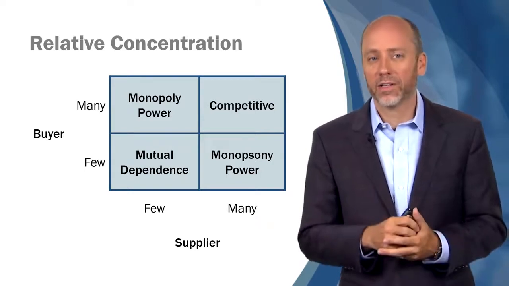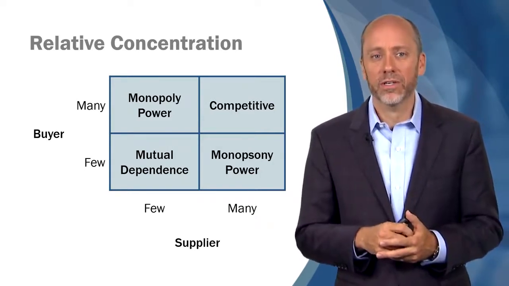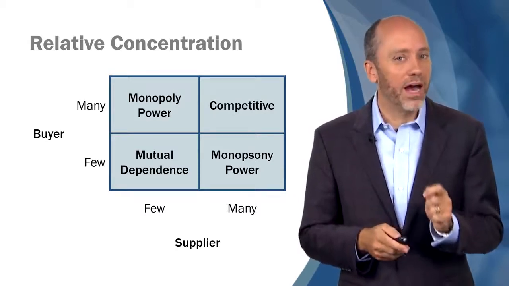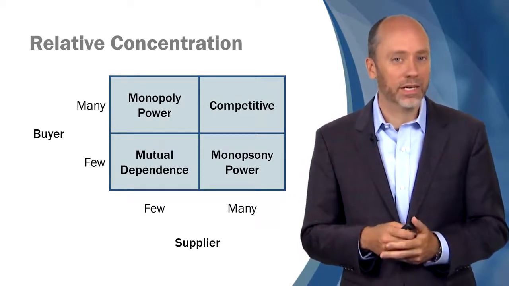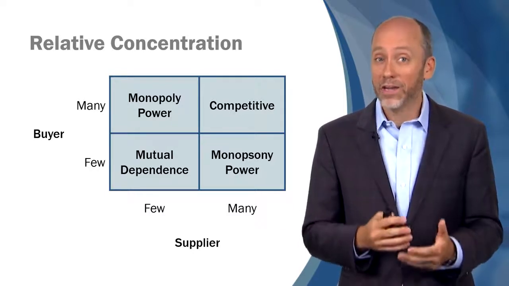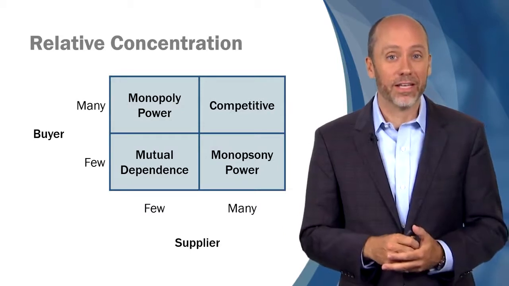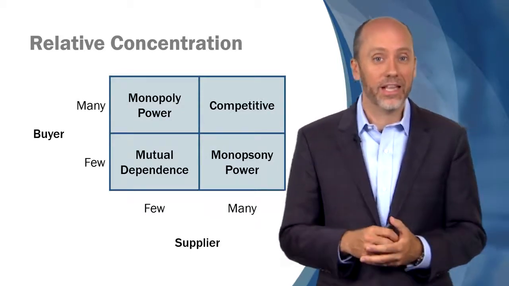So the other off-diagonal is more what we're talking about here, which is what if there are many suppliers, but there are only a few buyers? That's what's known as monopsony. And in that situation, the buyers will wield much more bargaining power in the setting of prices and the negotiations and the dealings in that industry.